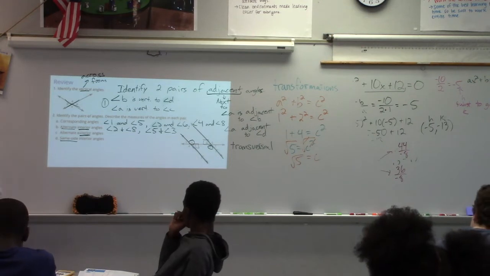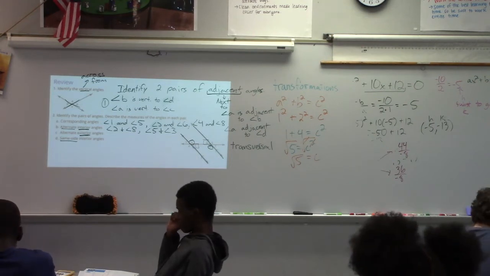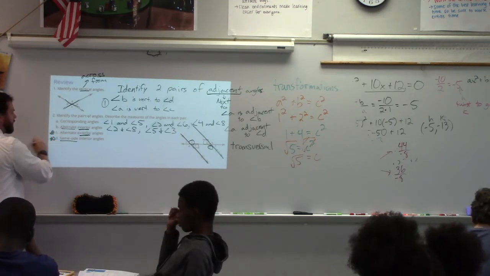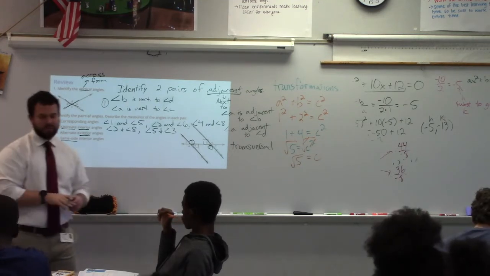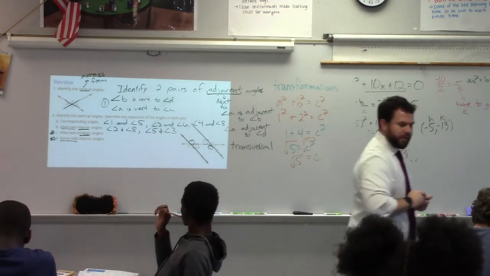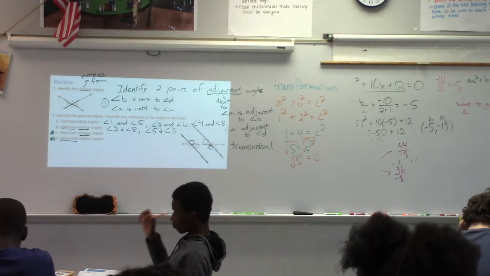Let's do this. I want you to take 2 or 3 minutes, talk with your group, come up with the alternate exterior and same side interior angles. See if you've already tried that. See if you can come up with the answer, or check your answers, and if you didn't, try it now.